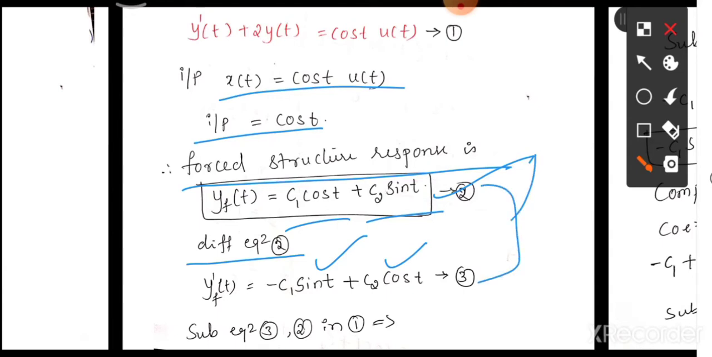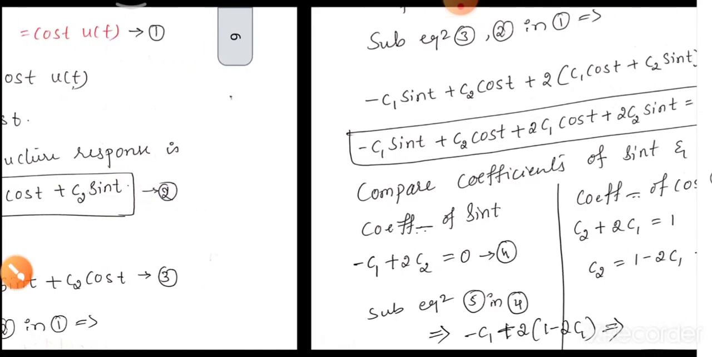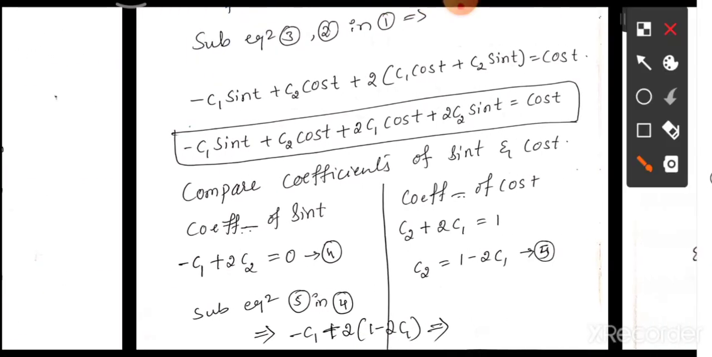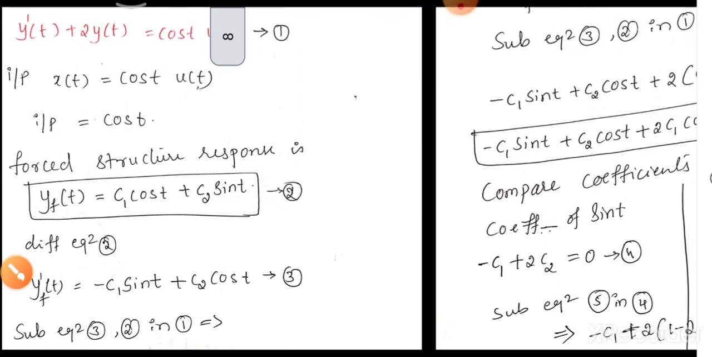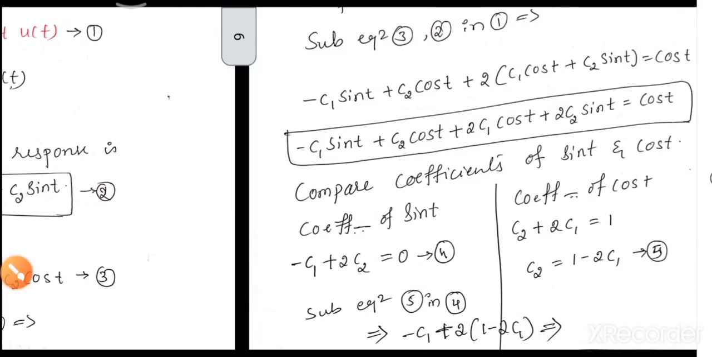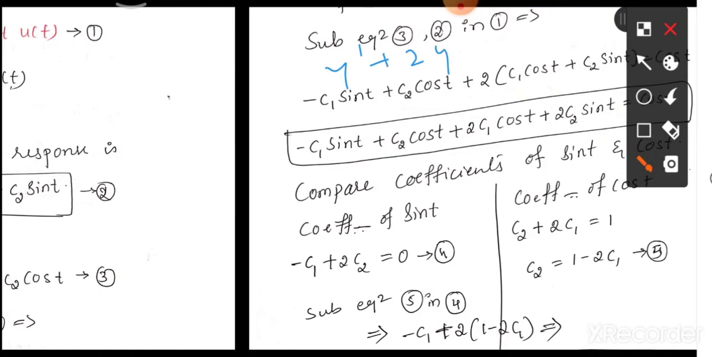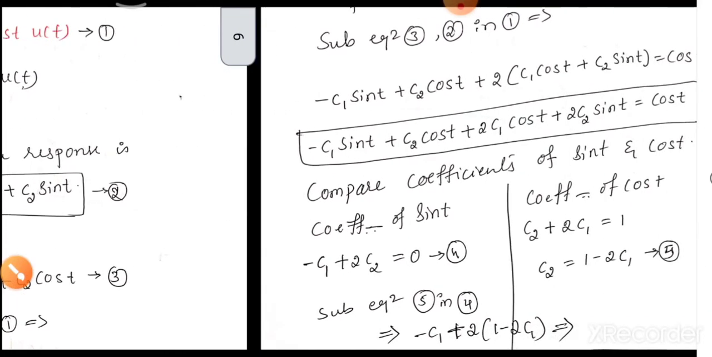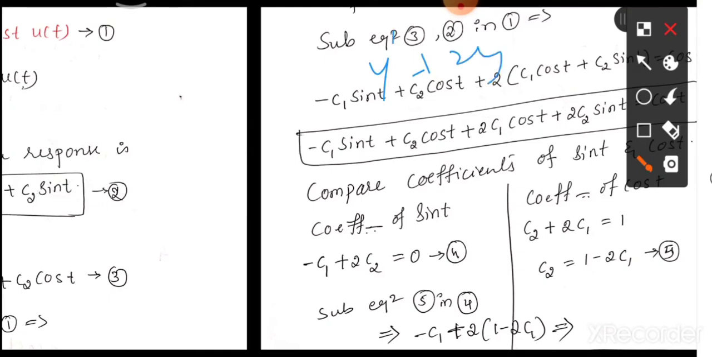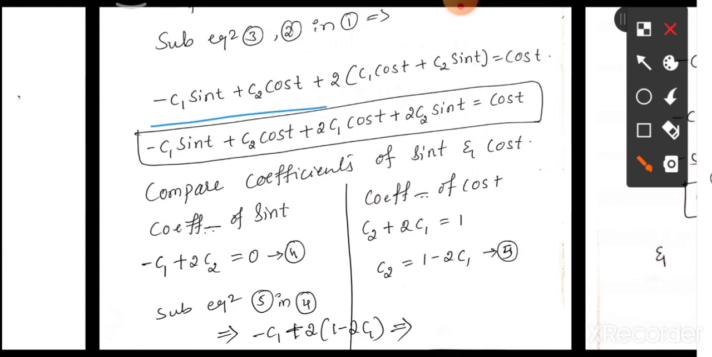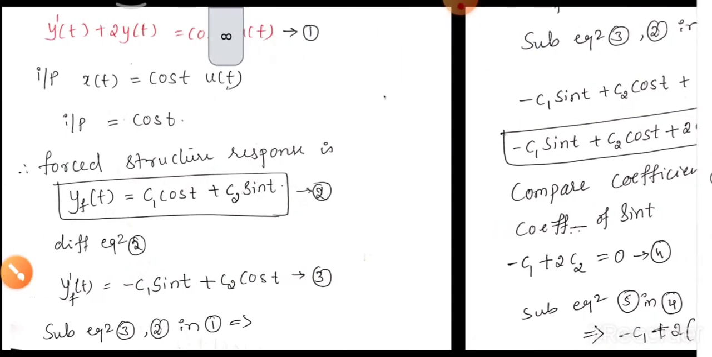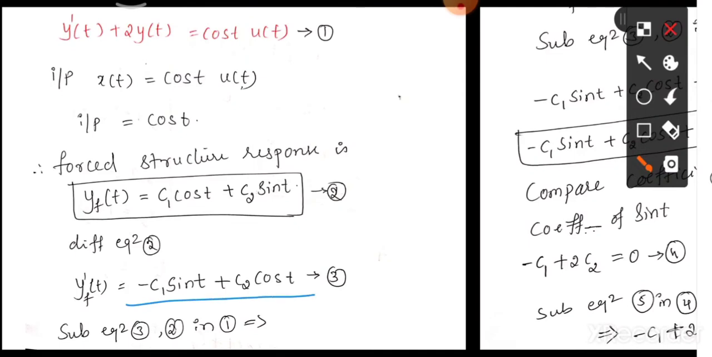Substitute these two equations in the first equation. Once you substitute, you will get this. I will write one more time: y dash plus 2y equal to cos t. So y dash was the differentiation equation, y dash was minus c1 sin t plus c2 cos t.